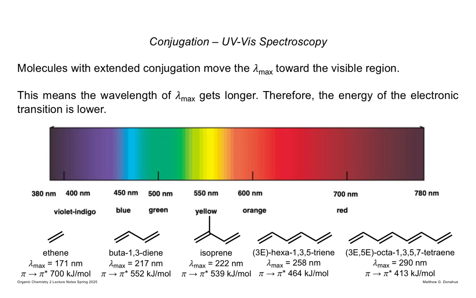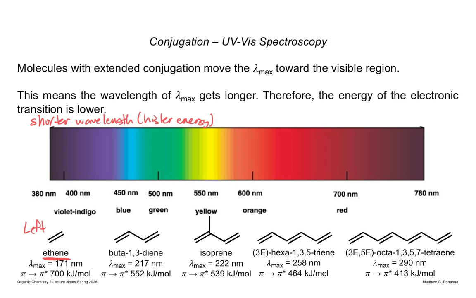So we're going to think about this in terms of going from the left to the right. So at the left here, we see ethene. And let me just say here, shorter wavelength, higher energy. So ethene is a gas. It has 1 double bond.